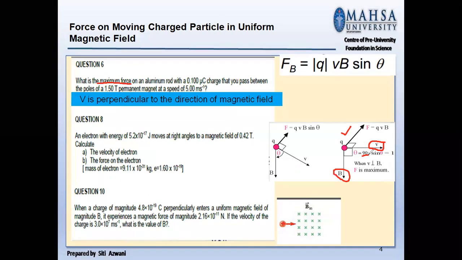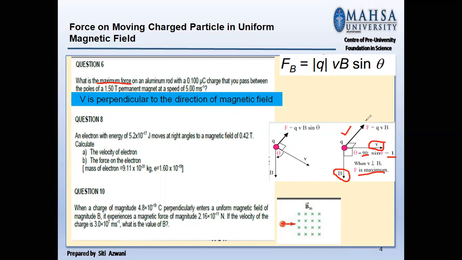Substitute into your angle. The value of sine 90 is equal to 1. So you get F is the maximum. So substitute your values into your equation and solve for FB. You want to calculate the maximum of the force. If you want to calculate the maximum of the force, you have the angle between V and B is 90 degrees, or V is perpendicular to the direction of your magnetic field B.